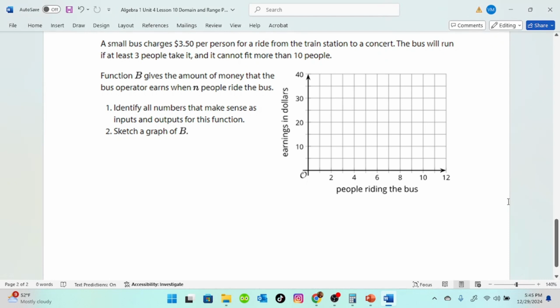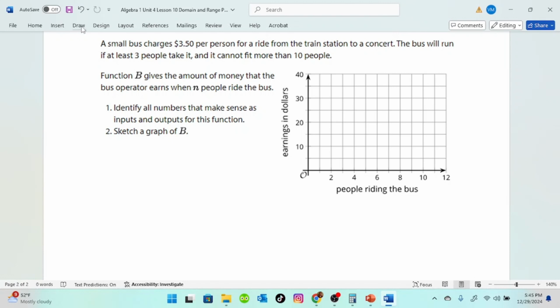Our last practice problem: a small bus charges $3.50 per person for a ride from the train station to a concert. The bus will run if at least 3 people take it, and it cannot fit more than 10 people. Function B gives the amount of money that the bus operator earns when n people ride the bus. Number 1, identify all numbers that make sense as inputs and outputs for this function.